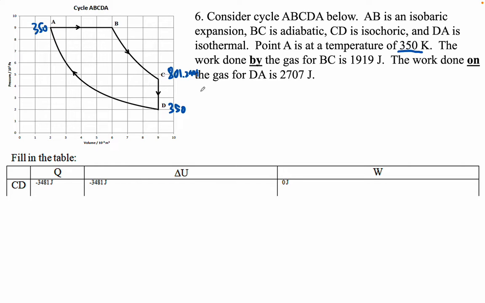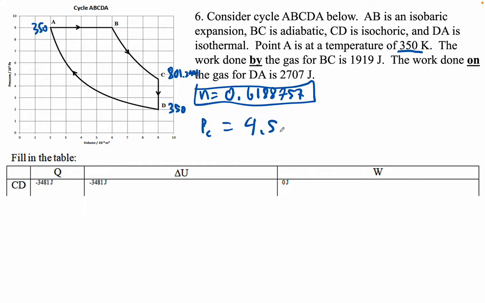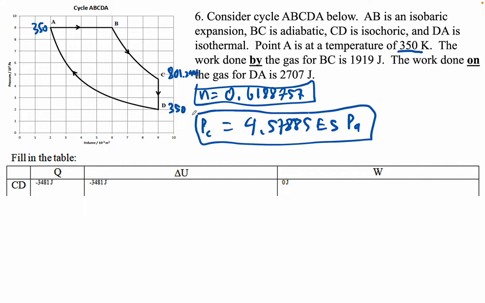Okay. We also furthermore know that the number of moles is 0.6188757 or something like that. And we figured that out previously, right? That's like the first part of the problem. So we know this temperature, okay? And so there's two ways really. Oh, by the way, we also know this pressure here too. We know that the pressure at C is 4.57885 times 10 to the 5th pascals. We figured this out previously. So look at the other previous parts of this, right?